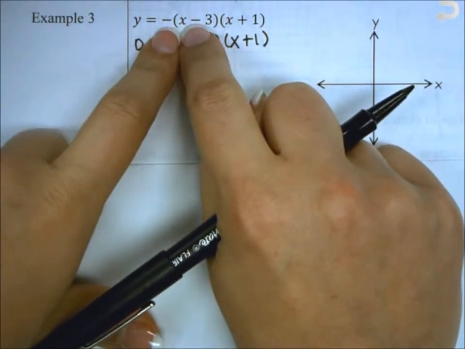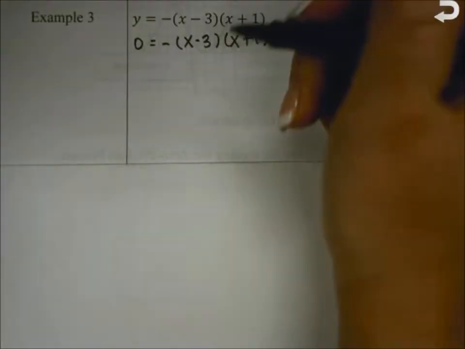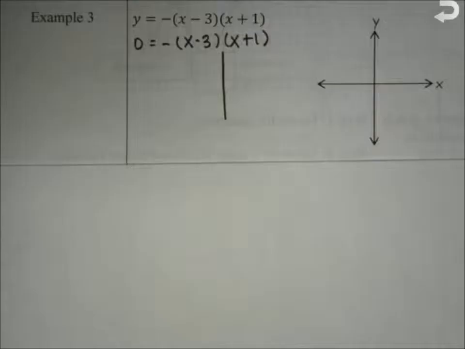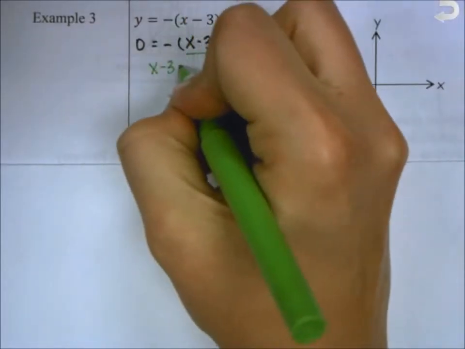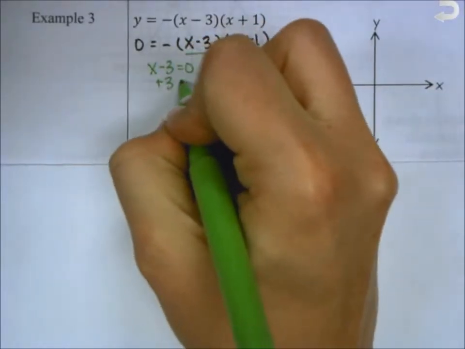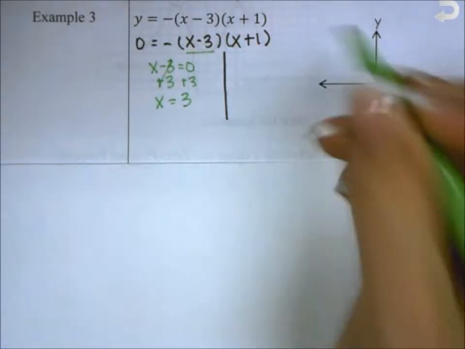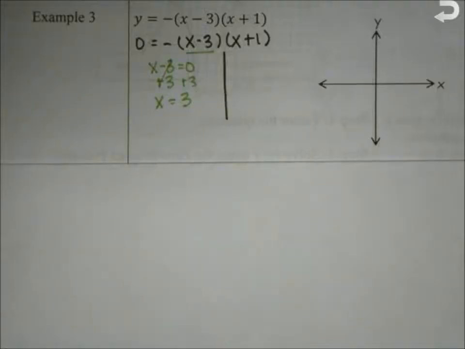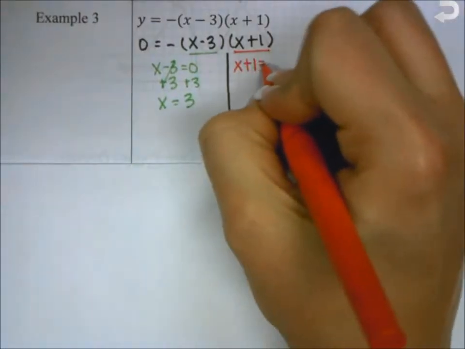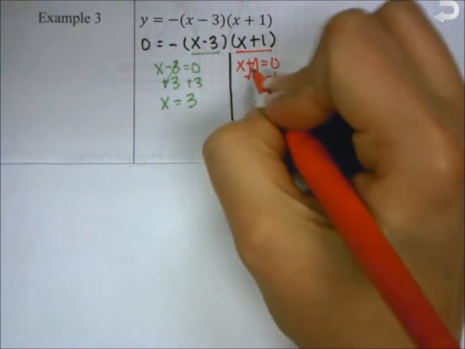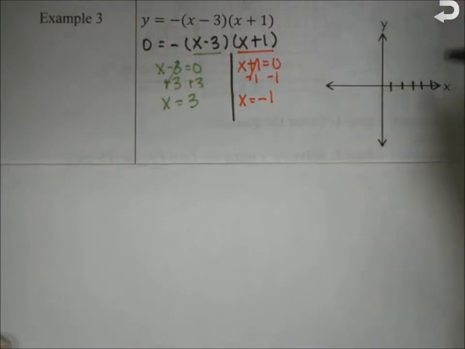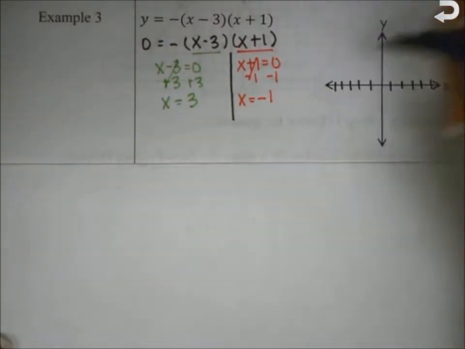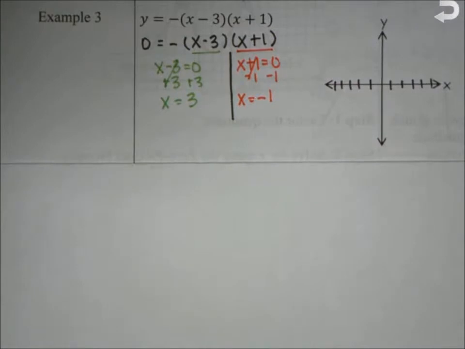So I'm going to let x minus 3 equal 0. And I add 3 to both sides, and I get x equals positive 3. And then I'm also going to let x plus 1 equal 0. So I subtract 1, and I get x equals negative 1. So the first thing I want to do is graph those. So 1, 2, 3, 4, 5. 1, 2, 3, 4, 5. And I'm going to put a point at positive 3. 1, 2, 3. And a point at negative 1, right here at negative 1.